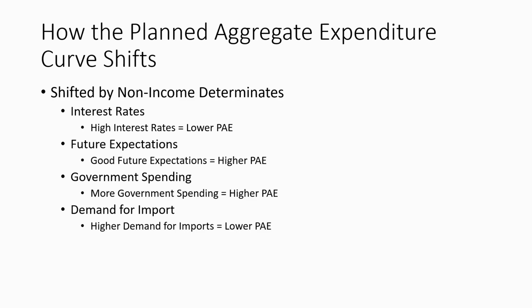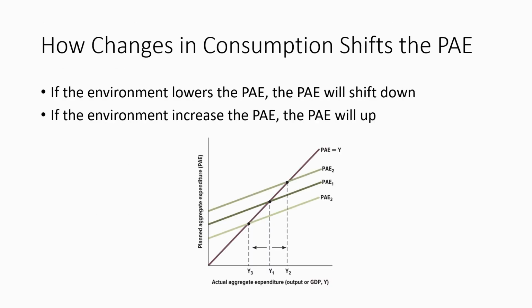Demand for imports plays a role, as a higher demand for imports leads to a lower planned aggregate expenditure curve, and a lower demand for imports leads to a higher planned aggregate expenditure curve. Now, how does this look on the graph?